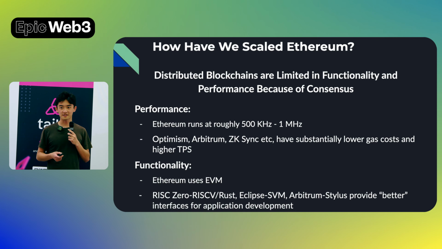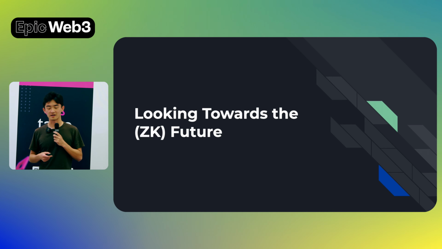And then on the functionality side, Ethereum runs EVM, which is naturally quite restrictive. And we've seen Solana come out with SVM, MoveVM, Arbitrum Stylus. At RISC Zero, we've built RISC-V VM, a bunch of different ways for developers to interface with blockchains. But naturally, this is how we've thought about scaling over the past 5 years. But given advancements in ZK, what does the ZK future look like?